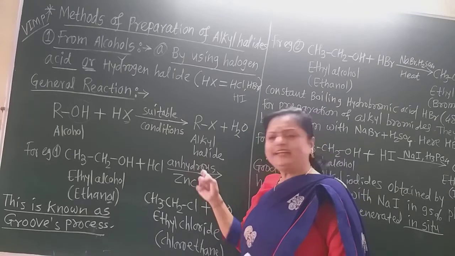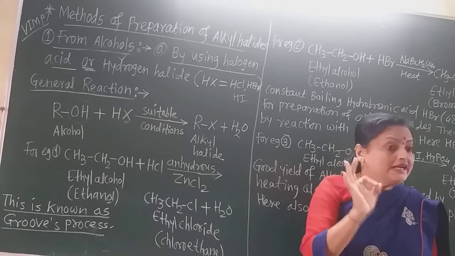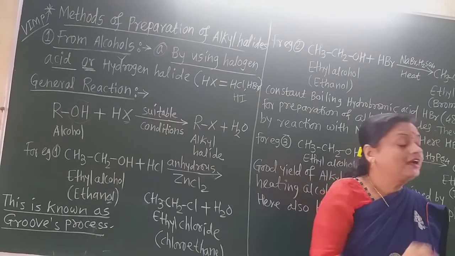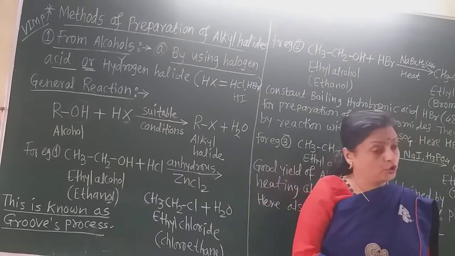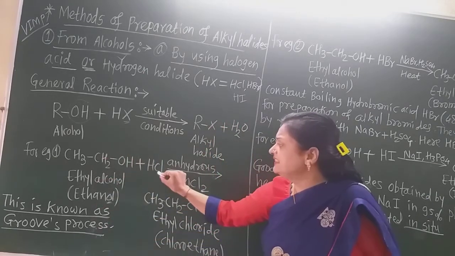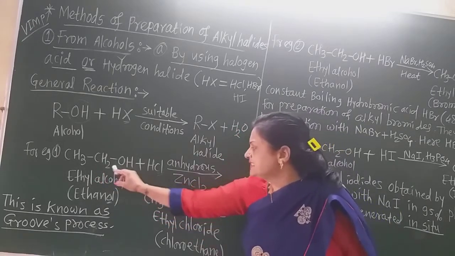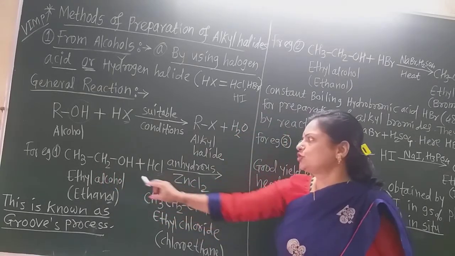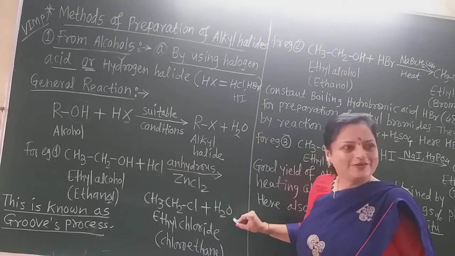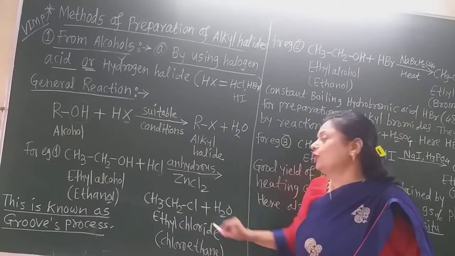What is meant by anhydrous? There is no hydra, no water. Only zinc chloride, not any drop of water in it. That is called anhydrous zinc chloride. Now it is a very simple reaction. This OH group is replaced by the chloride ion, and there is formation of CH3CH2Cl. In place of the OH there is chloride. And this OH and this H form the water. You know that H plus OH forms water. Now this is ethyl chloride.